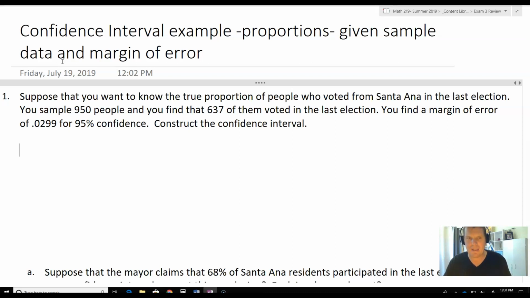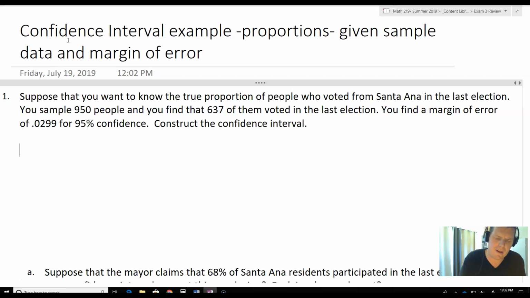who voted for Santa Ana in the last election. You sample 950 people and you find 637 of them voted in the last election. You find a margin of error of 0.0299 for 95% confidence, and you construct the confidence interval. Okay? So basically what we need to know in order to do something like this is that at the middle is going to be our point estimate. Okay, we talked about this. The middle will be the point estimate. And then we'll have a margin of error, right?